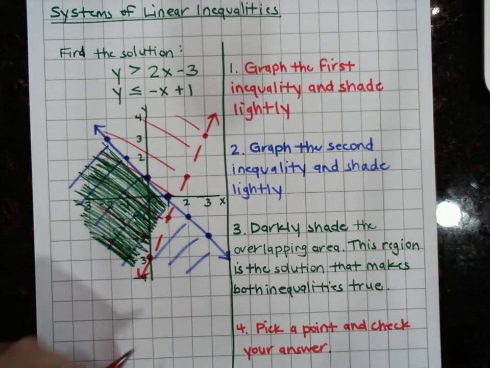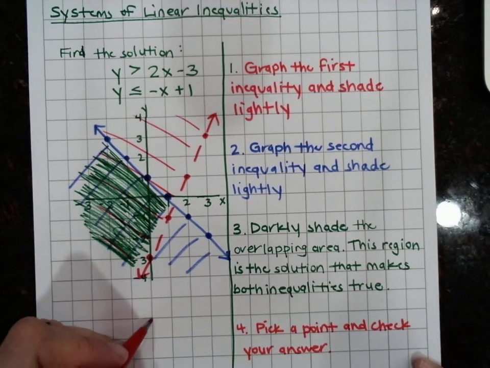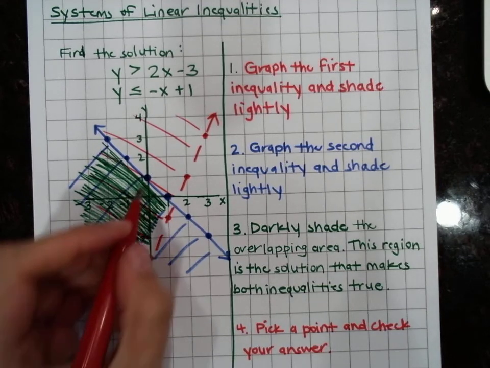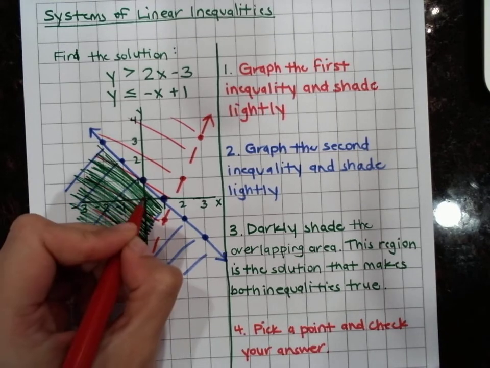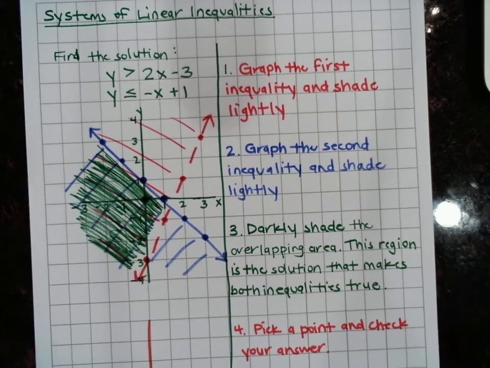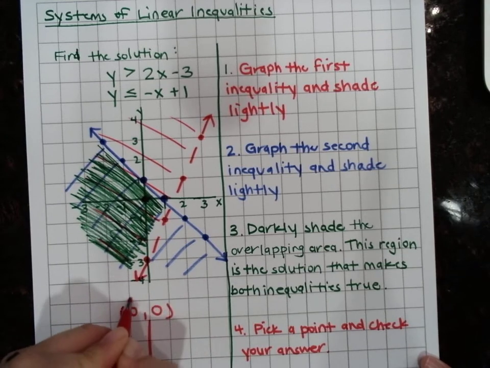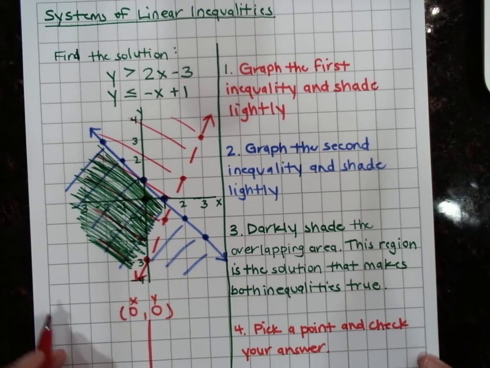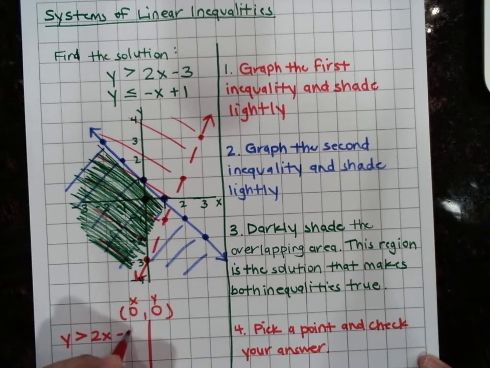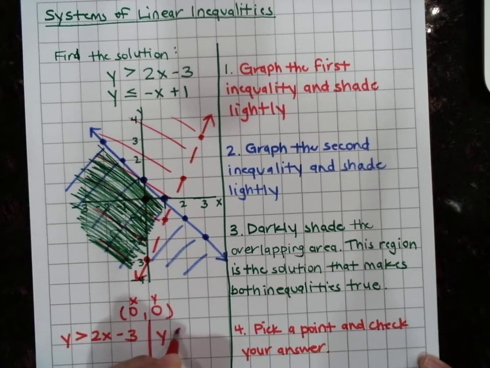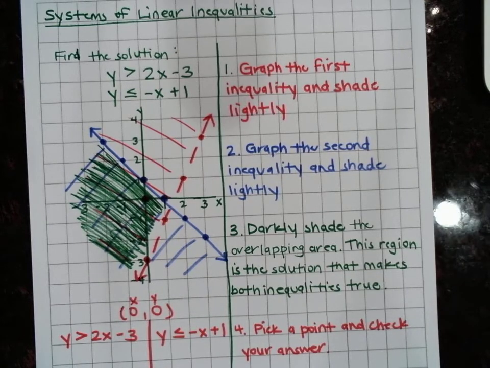So remember, it has to make both of them true. So an easy one is (0, 0) lies in the solution. So we use (0, 0): x is 0, y is 0. We're going to test it in y is greater than 2x minus 3, and y is less than or equal to negative x plus 1.